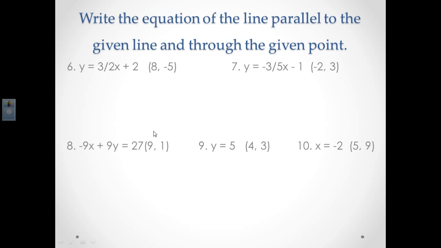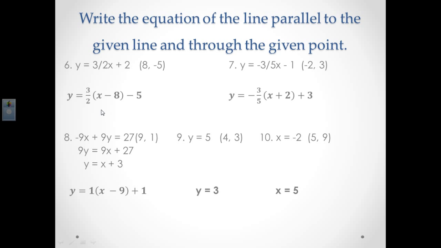Okay, so what I would like you to do right now is work out these 5 example problems on your own. So go ahead and pause the video. Go ahead and write a line parallel to each of these through the given point, and then turn the video back on and see how you did.